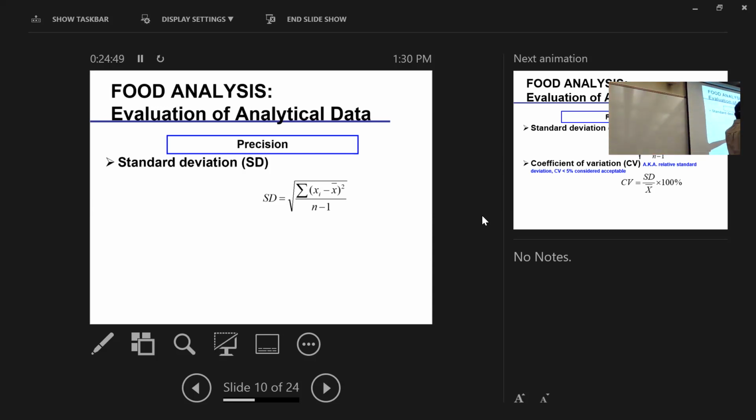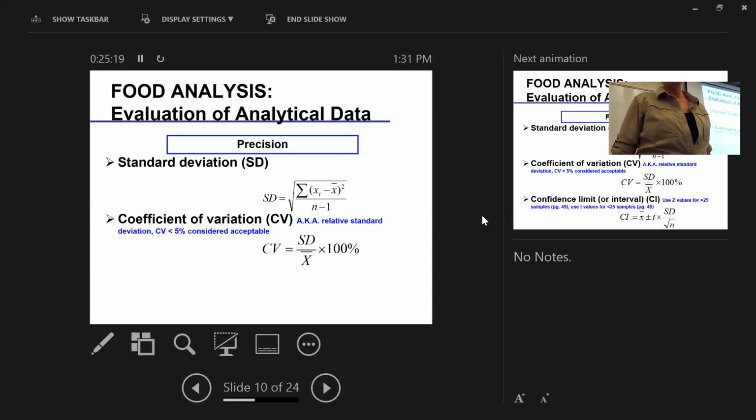So standard deviation is the square root of the summation of (Xi minus the average) squared, where Xi is any of your data points. So the difference between any data point and the average, squared, over your degrees of freedom, which is basically n minus 1, the number of replications minus 1. Okay. So that's your standard deviation.